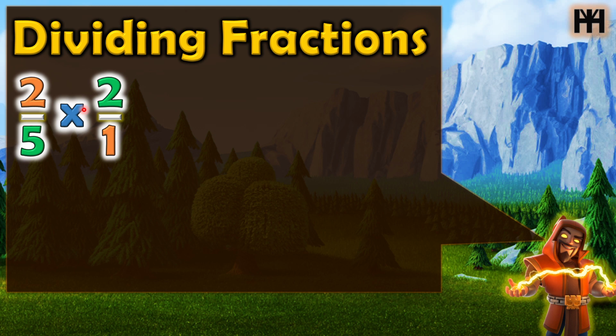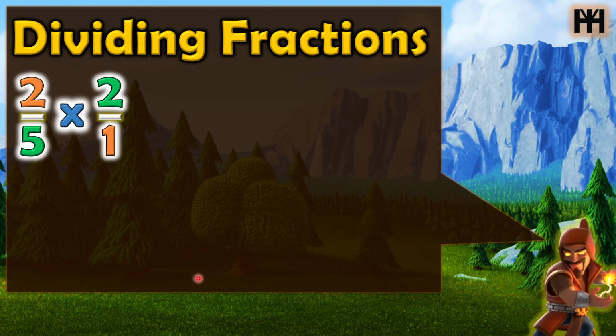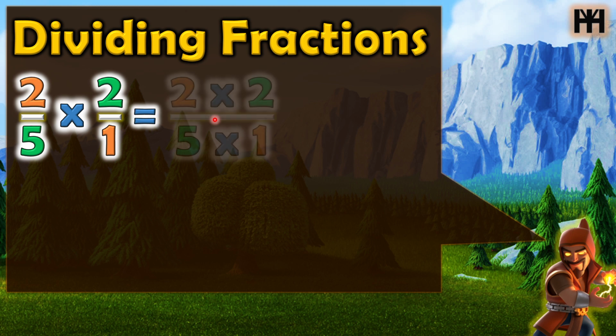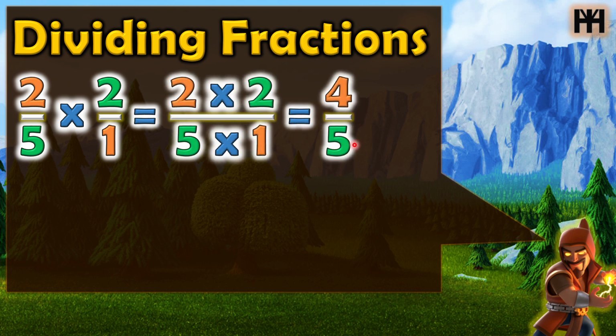So it's the same here. As he changes his stance, he's the same person. Okay, so from here, you'll do the multiplication normally. So it's 2 times 2 over 5 times 1. So it will be 4 over 5. That's it. That's how the division works in fractions.